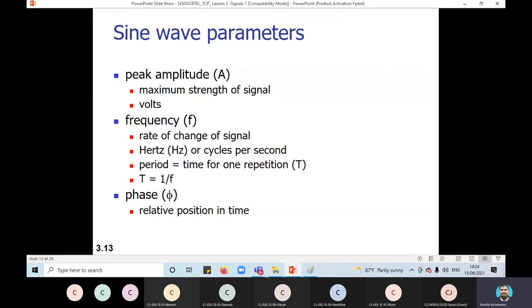The second important parameter when it comes to a sinusoidal signal is frequency. Let's see what frequency is. It is the rate of change of signal. It is something like velocity is the rate of change of displacement, and acceleration is the rate of change of velocity. That is from mechanics.